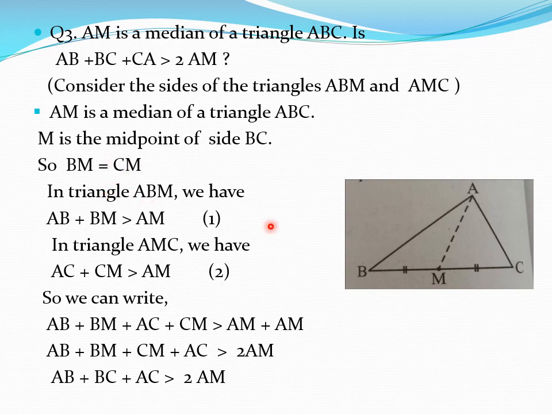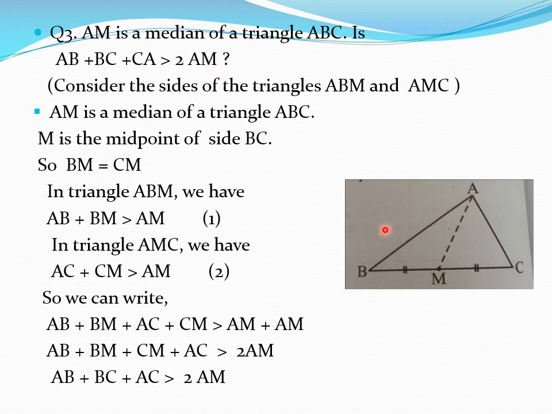Now consider the triangle ABM, and in triangle ABM we have AB plus BM greater than AM. Children, why did I take AB and BM, the sum of these two sides? Because in the question we have AM on the right side. So we take AM on one side.